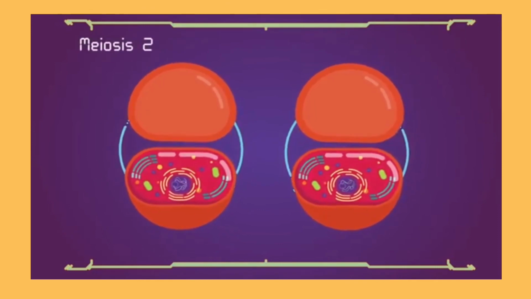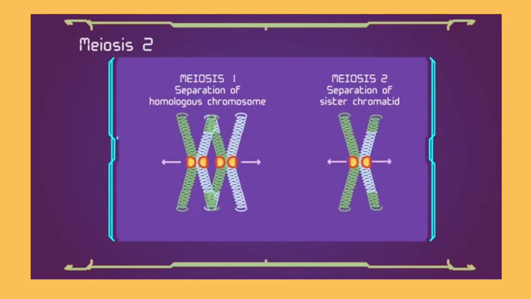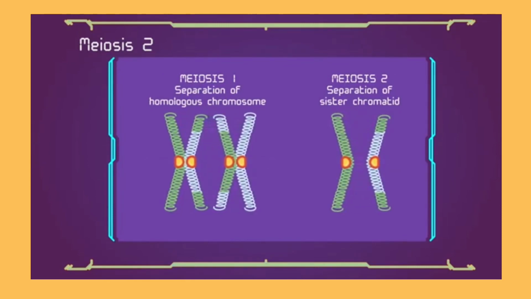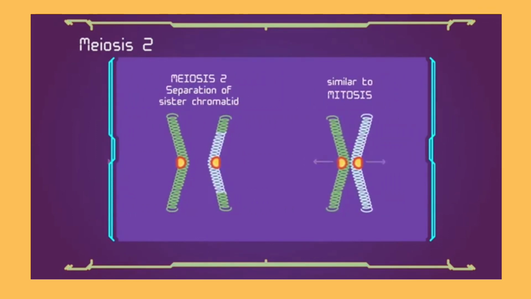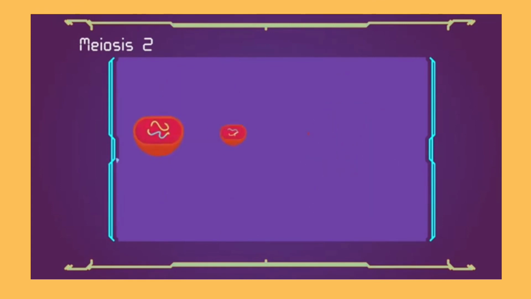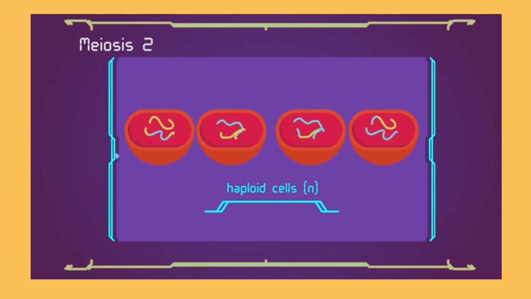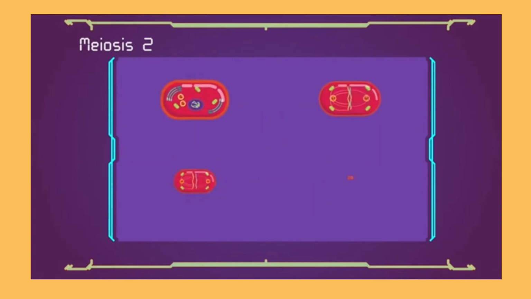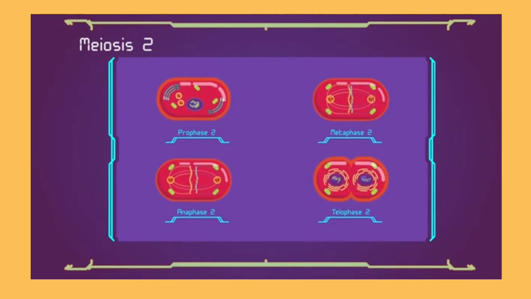Meiosis 2. Meiosis 2 is the second meiotic division and usually involves equational segregation, or separation of sister chromatids. Mechanically, the process is similar to mitosis, though its genetic results are fundamentally different. The end result of meiosis 2 is the production of 4 haploid cells, N chromosomes, 23 in humans. The 4 main steps of meiosis 2 are prophase 2, metaphase 2, anaphase 2, and telophase 2.